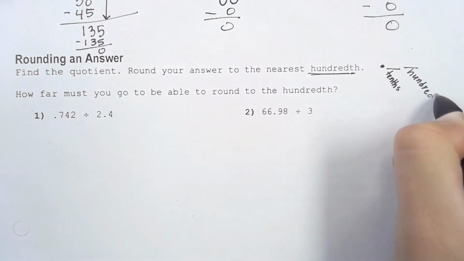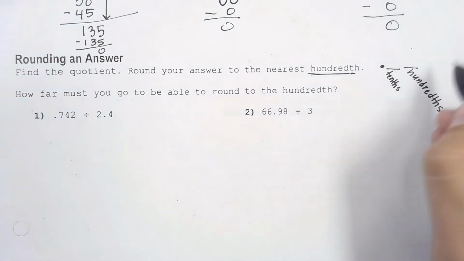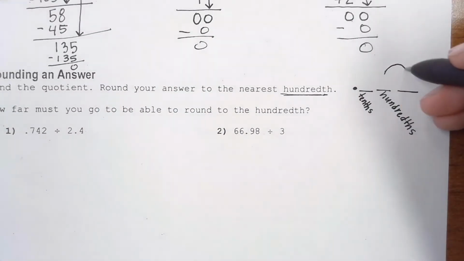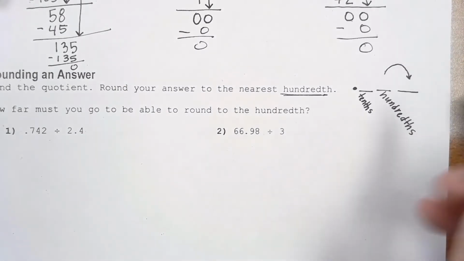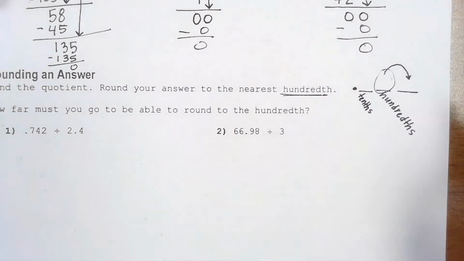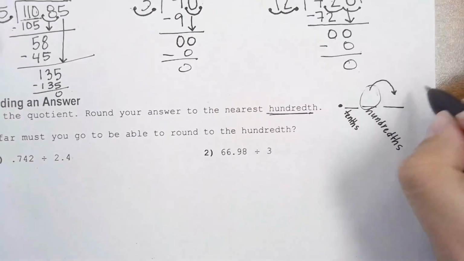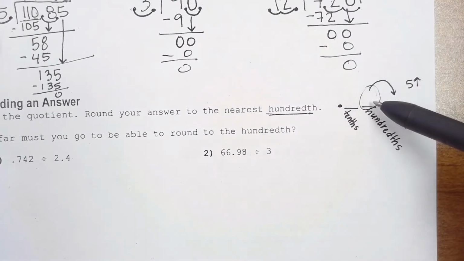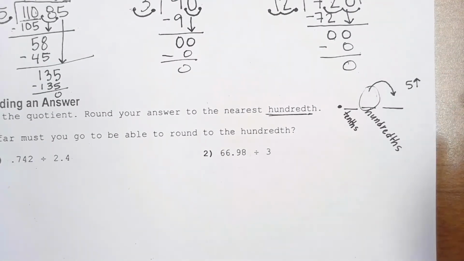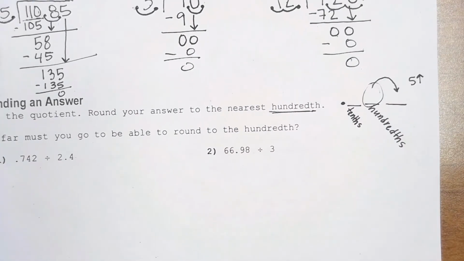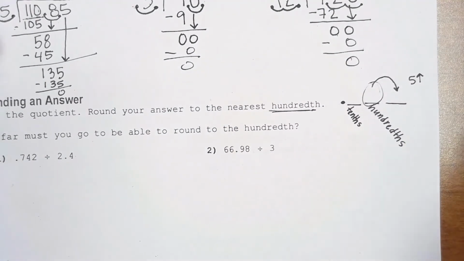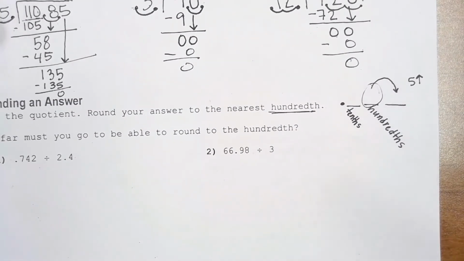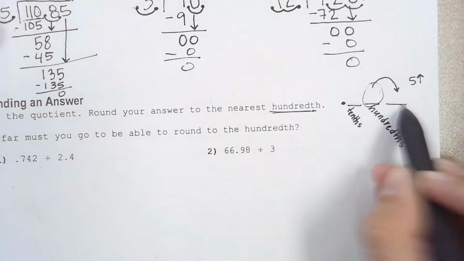Remember, when you round, you always have to look at the number behind it, because that tells you how to round your hundredths number. If your number is 5 or greater, you round this number up 1. If your number is not 5 or greater, you leave your hundredths number alone. If you're rounding to the nearest hundredth, how many decimal places do you need to go out in order to figure out your rounding? We will need to go out 3 decimal places.